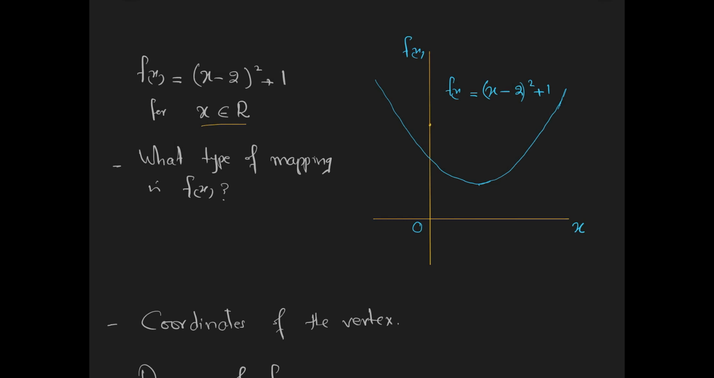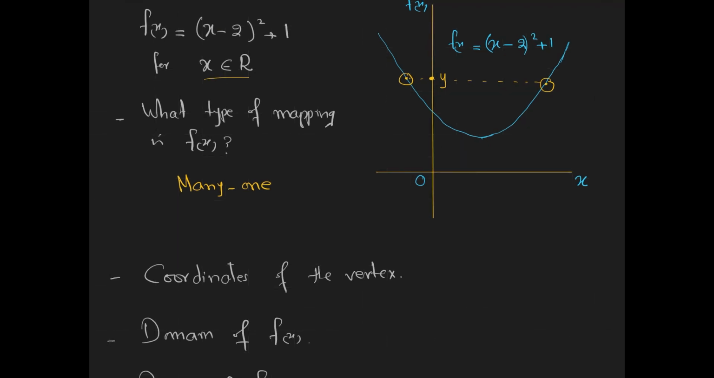So clearly you can see if you take any value of y, for this y value we have two x values. So it is not a one-one function, so it is a many-one mapping or many-one function.